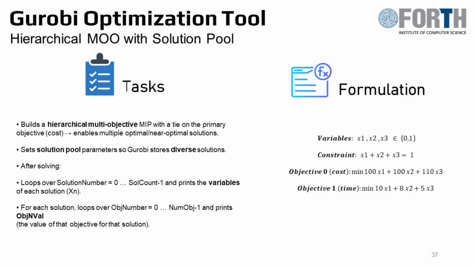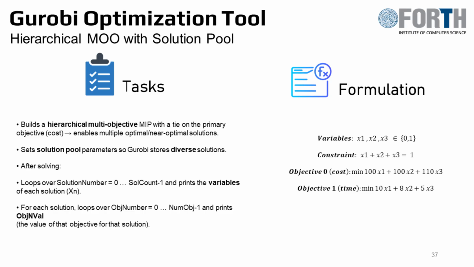The steps for addressing the problem are the following. First, formulate the hierarchical multi-objective model. Second, configure the model so that multiple solutions are stored. Third, retrieve the objective values for each stored solution using obj_val. And finally, compare the routes in terms of both cost and time.